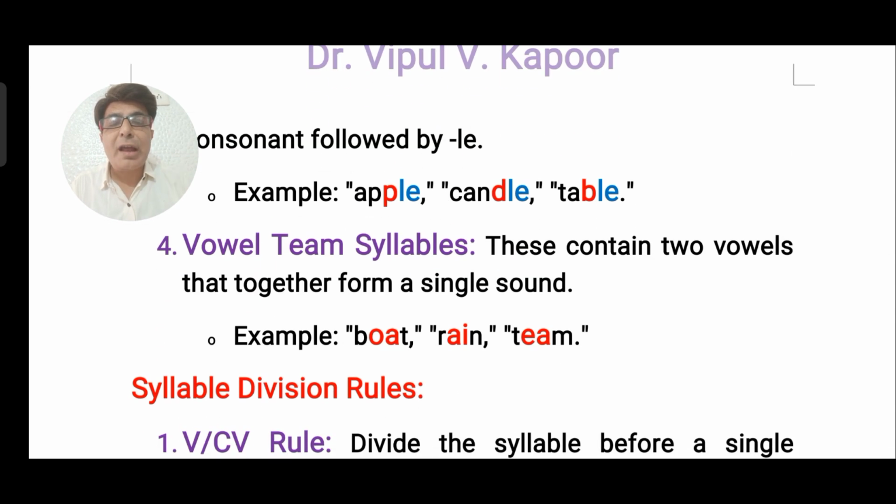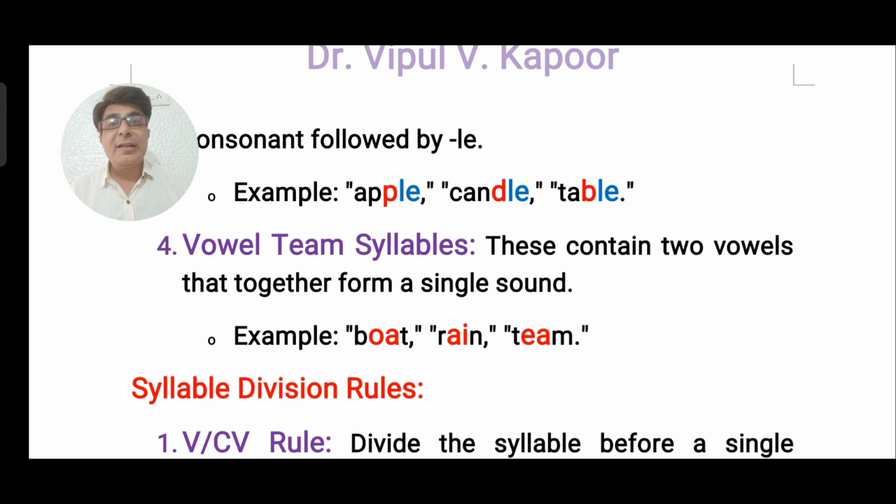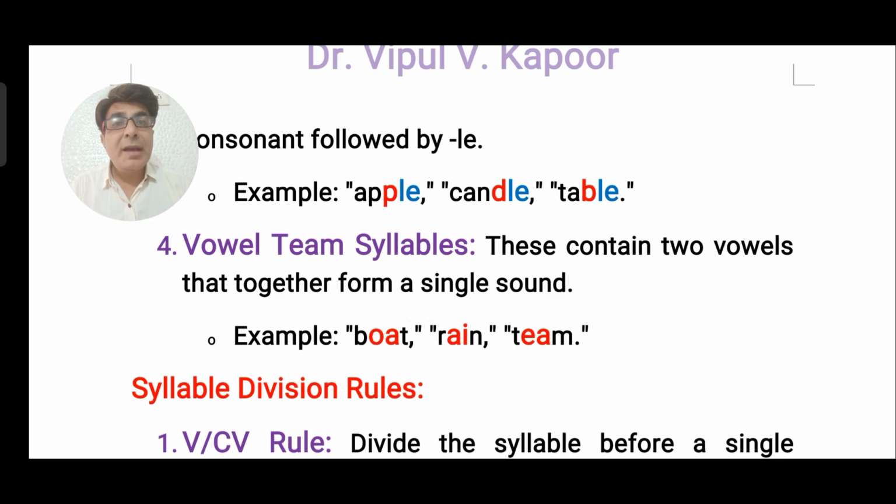And the fourth type of syllable is the vowel team syllable. In some syllables, you find that there might be two or more vowels coming together. They are called vowel team syllables. Say for example, bought, rain, team, etc.